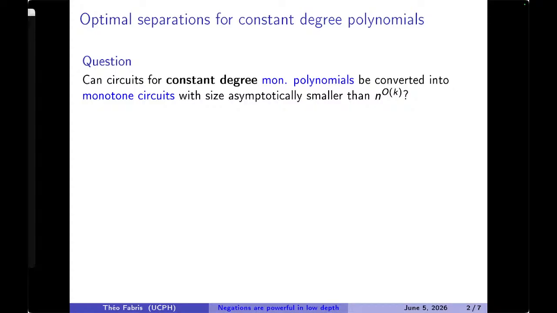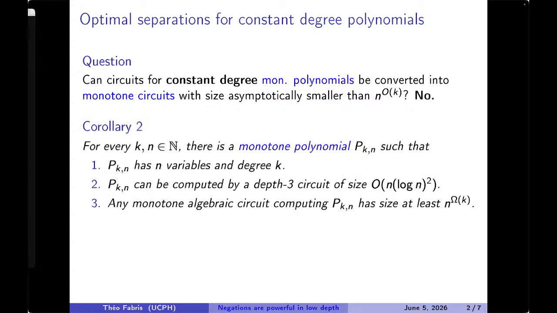This is a natural question because we know that for many other restrictions in the algebraic setting, if the degree is small, we can do non-trivial things. We can do things better than the trivial expansion that we have. But unfortunately, for the monotone case, the answer is no. And the answer is no because we proved this corollary from our theorem. We construct a monotone polynomial P such that P has n variables and degree k, and we can compute P by a depth 3 circuit of small size, and any monotone algebraic circuit computing P has size at least n to the k.